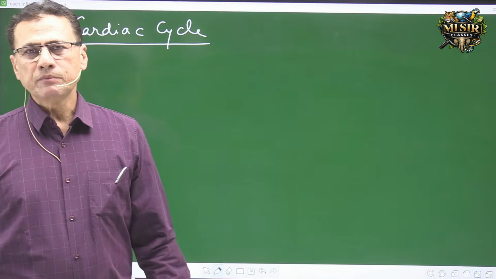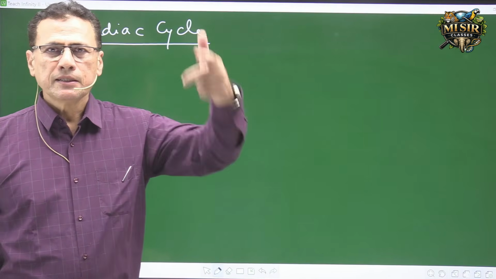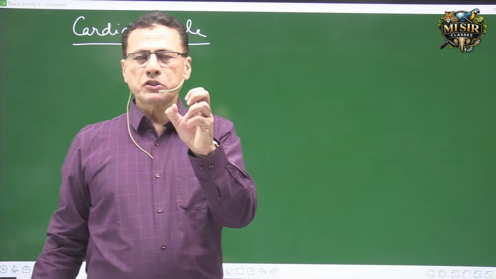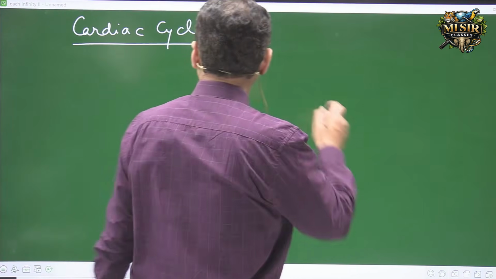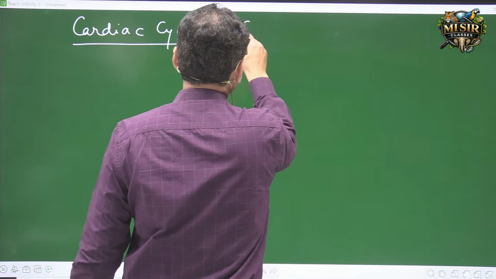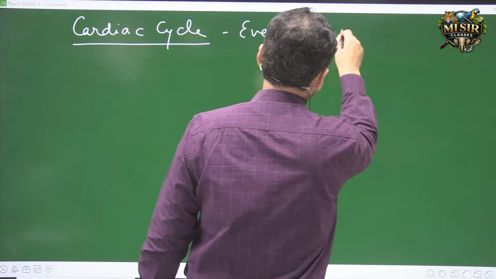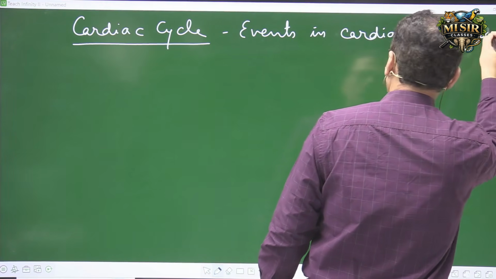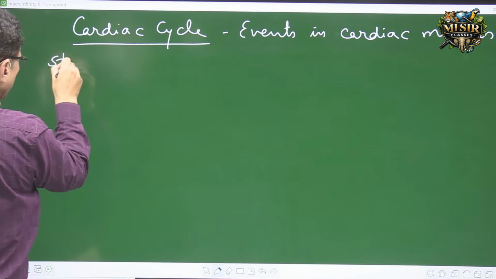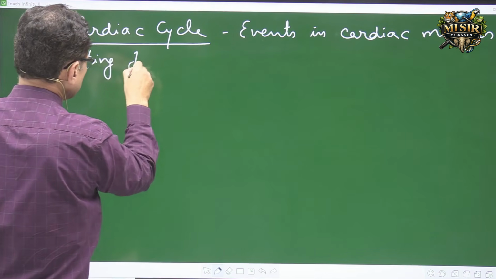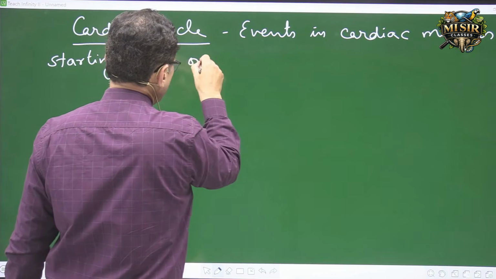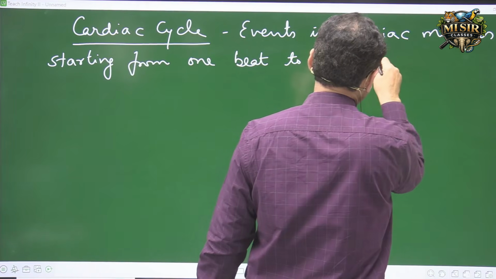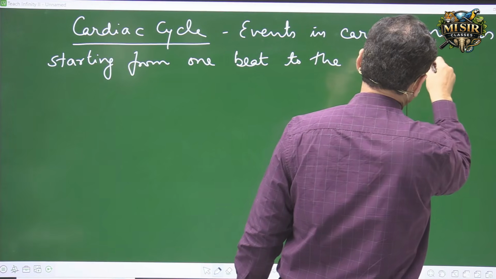Cardiac cycle, as the name suggests, is a cyclic event. It is a cyclic event taking place within the heart in the form of contraction, systole, and dilation, diastole. So, the definition will be the events in cardiac muscles starting from one heartbeat to the next heartbeat.